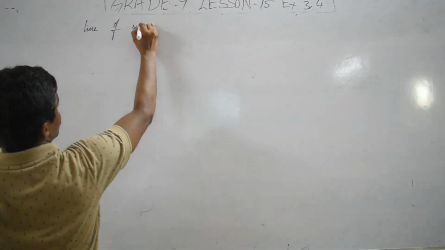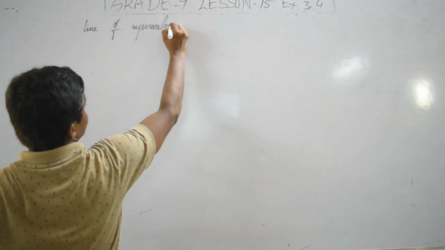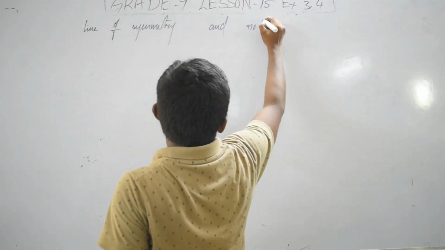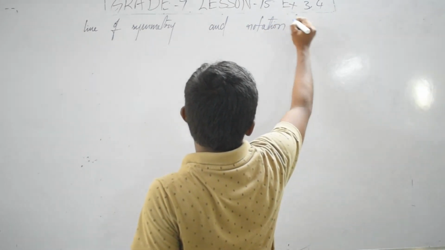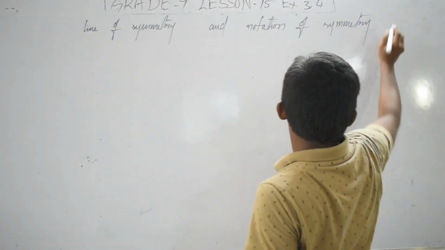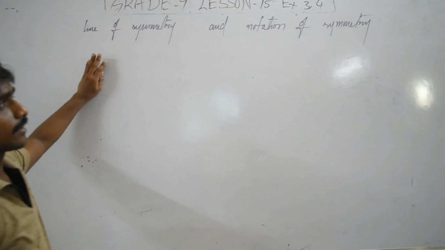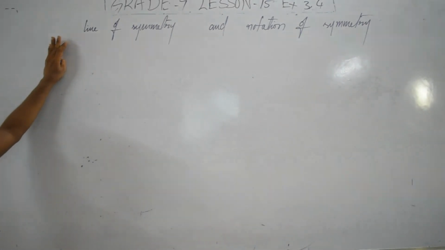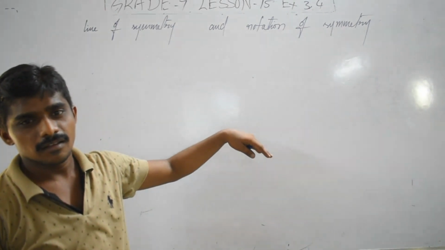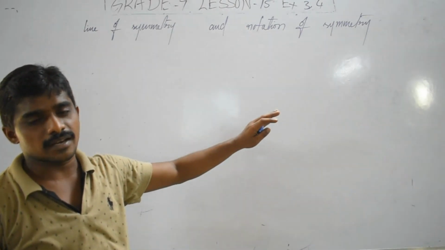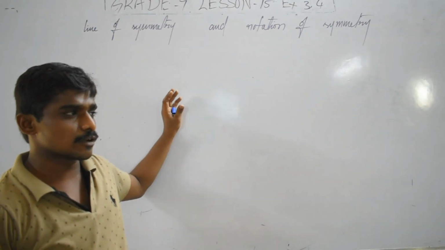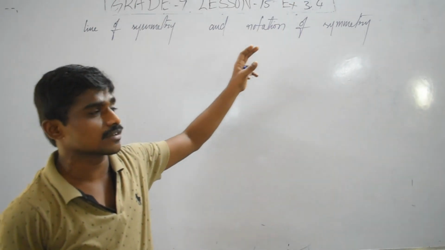Line of symmetry and rotation of symmetry. We know line of symmetry, another name is axis of symmetry, and rotation of symmetry. A picture is drawn from the initial position to a terminal position with some certain angle, and if it looks like the initial position, that is a rotation of symmetry.